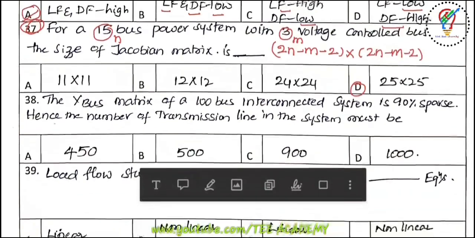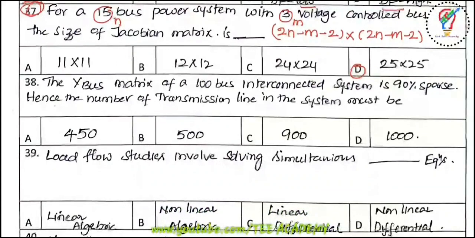Next one. Next question. This is also an important one from load flow studies. The Y bus matrix of a 100 bus interconnected system is 90% sparse. Hence the number of transmission lines in the system must be what? I will directly tell the formula without going into the concept here.